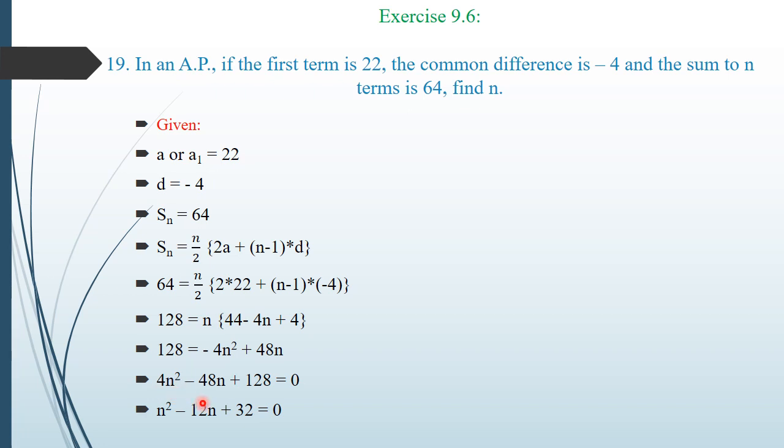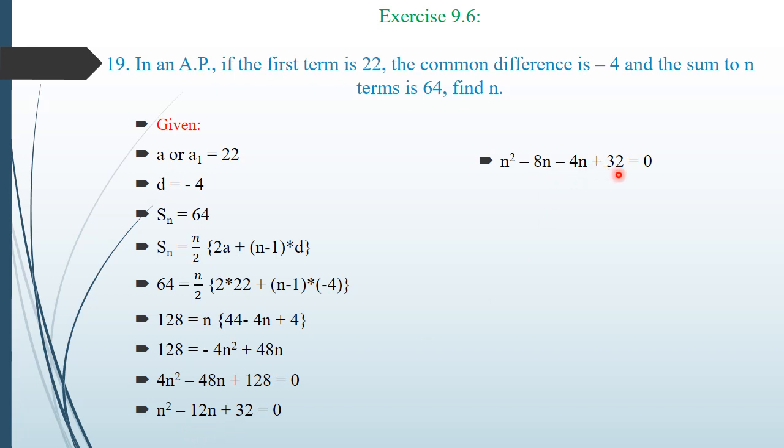Therefore, it will be n square minus 48, 48n will become 12n and 128 will become 32 here. Now it is easier to solve this quadratic equation. You people might have studied how to solve these quadratic equations. Going ahead, I will solve this by factorization method.